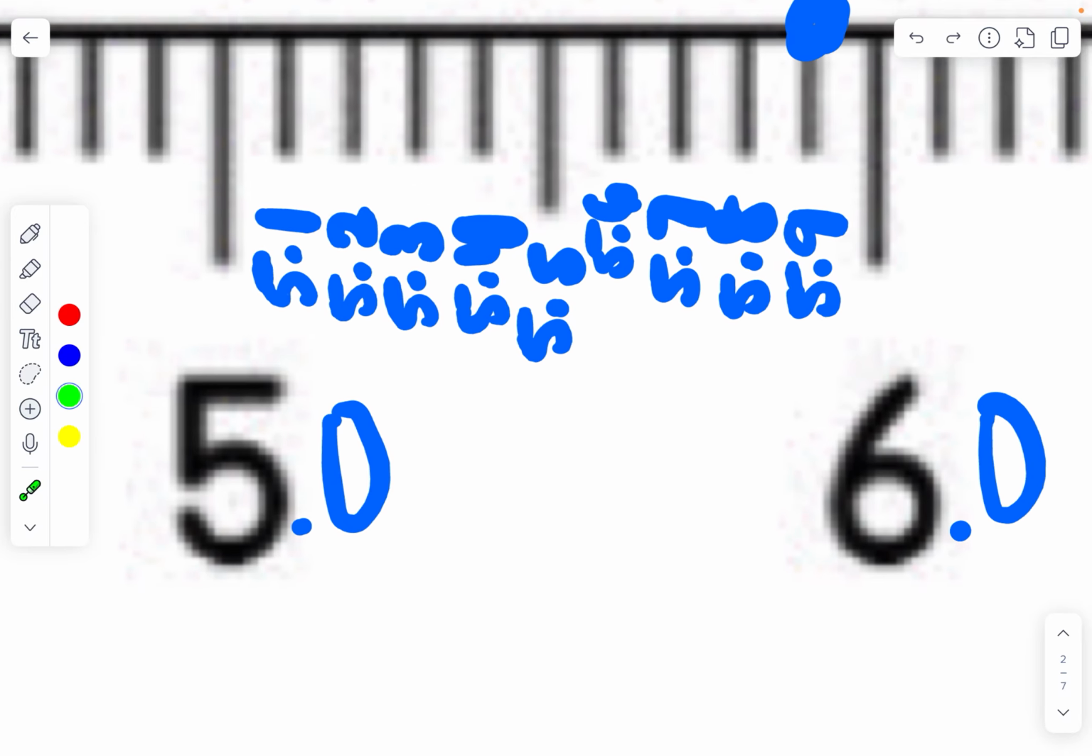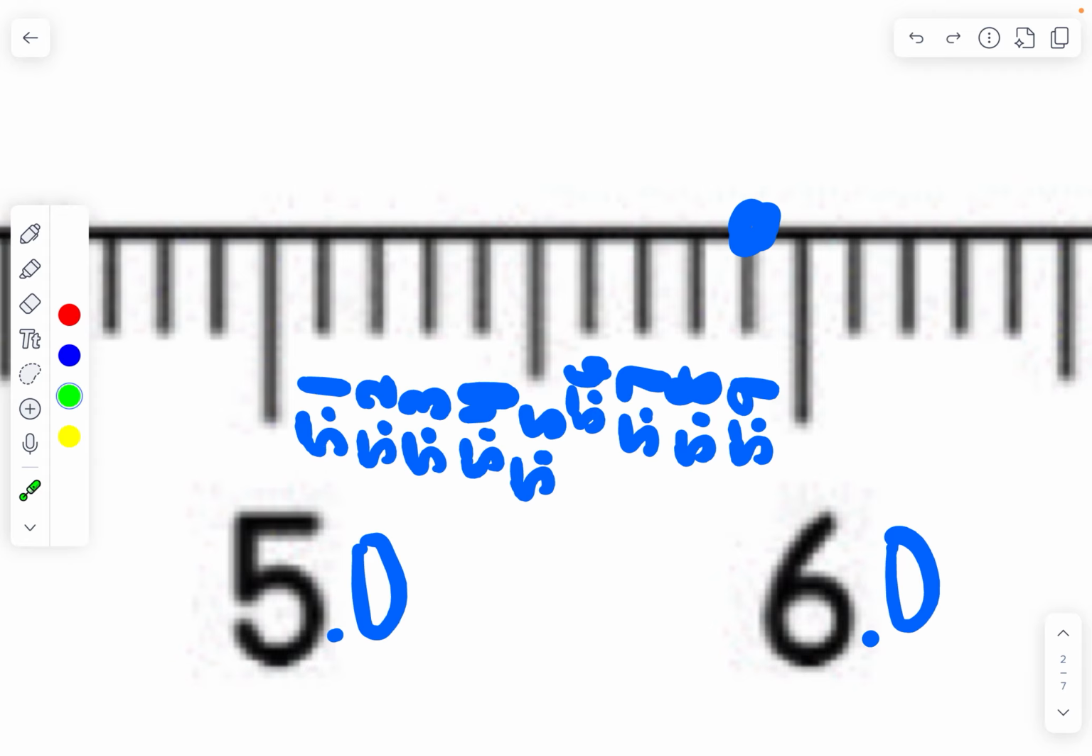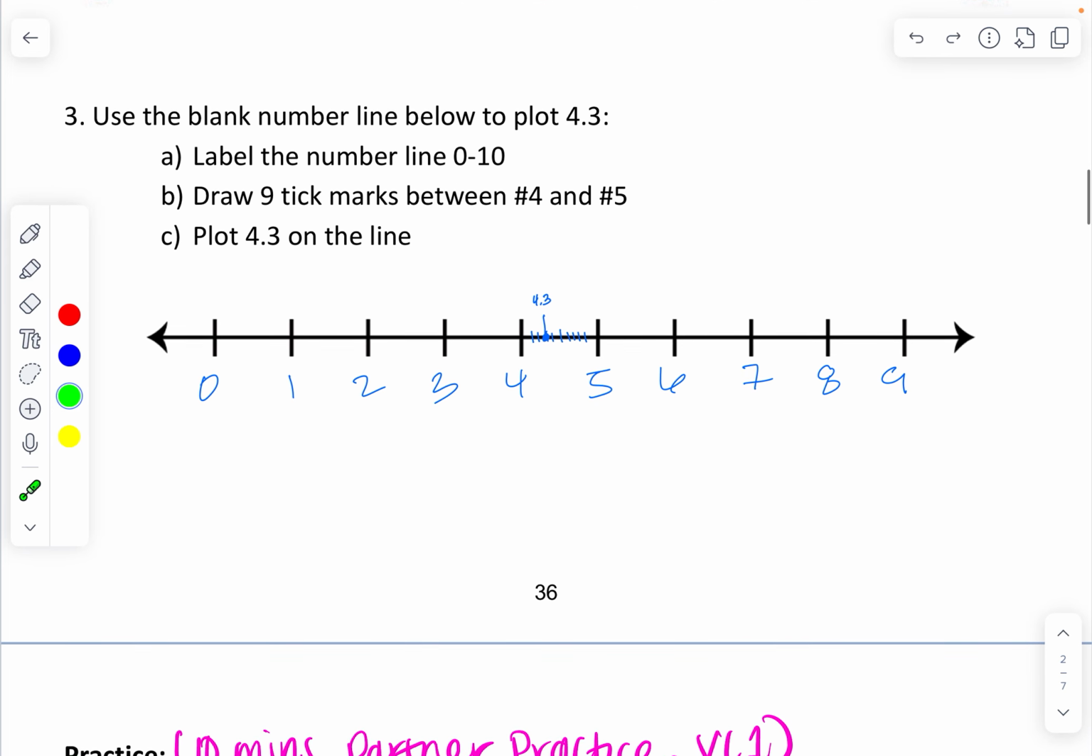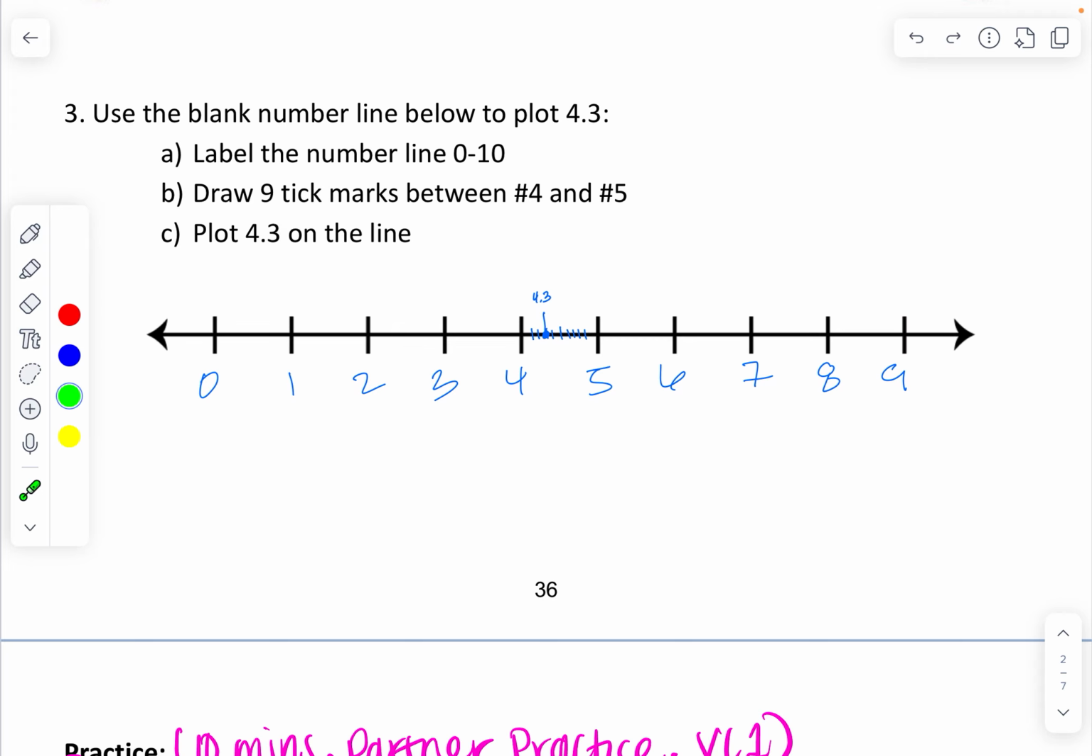Now, based on my new zoomed in number line, am I able to find 5 and 9 tenths? Yes, I am. It's right here. So then you move on to question 3. Use the blank number line below to plot 4 and 3 tenths. Okay, between which two wholes does 4 and 3 tenths fall?